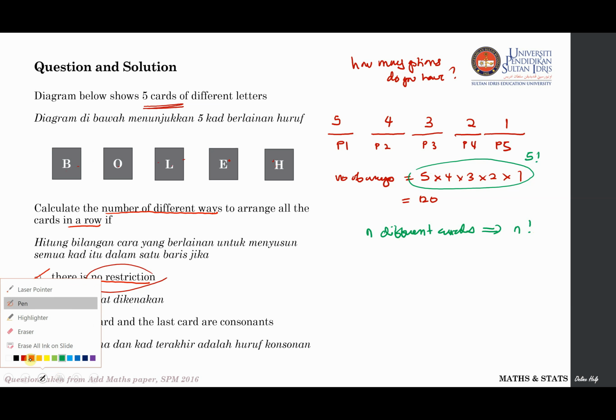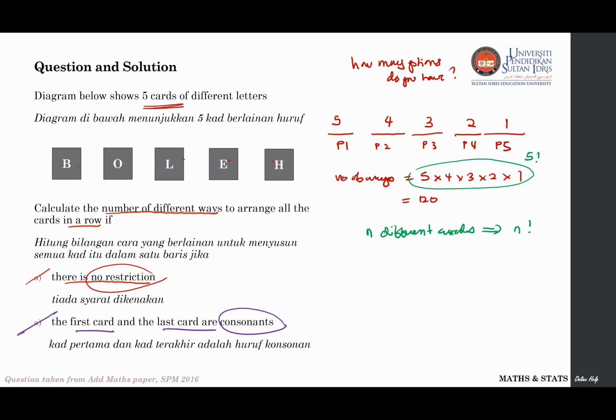Question B says that bagaimana kita boleh susun dia kalau first card dengan last card tu mesti consonants. Jadi again, I think we can follow the same line of thought, di mana you can think of arranging the cards in this manner. So this is position 1, position 2, position 3, position 4, and position 5. However, dia kata kat sini first card dengan last card mesti konsonan, bermakna sama ada B ataupun L ataupun H lah, mesti konsonan.